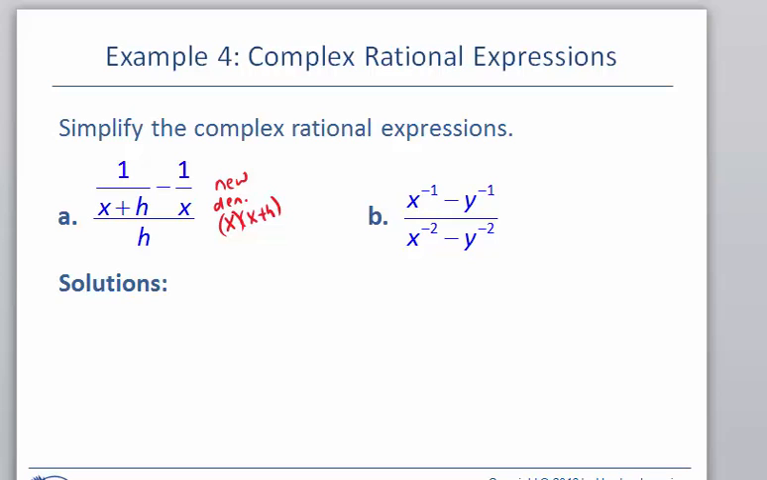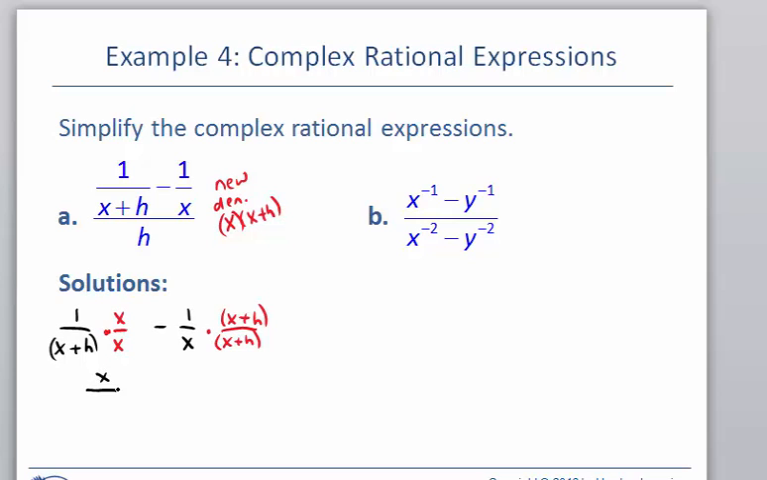Looking at the first fraction, 1 over x plus h, and comparing it to our new denominator, we see that we're going to need an x. So I'm going to multiply the denominator by x, and remember that if you do that, you're also going to want to multiply the numerator by x. Our second fraction, 1 over x, when I compare the x to the new denominator, I see that I need to multiply by x plus h. And again, if I'm going to multiply the bottom by x plus h, I need to multiply the top by x plus h.